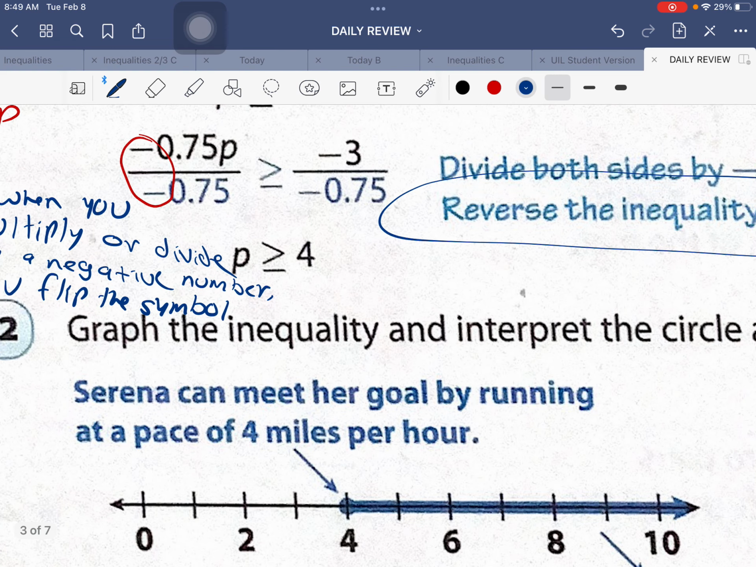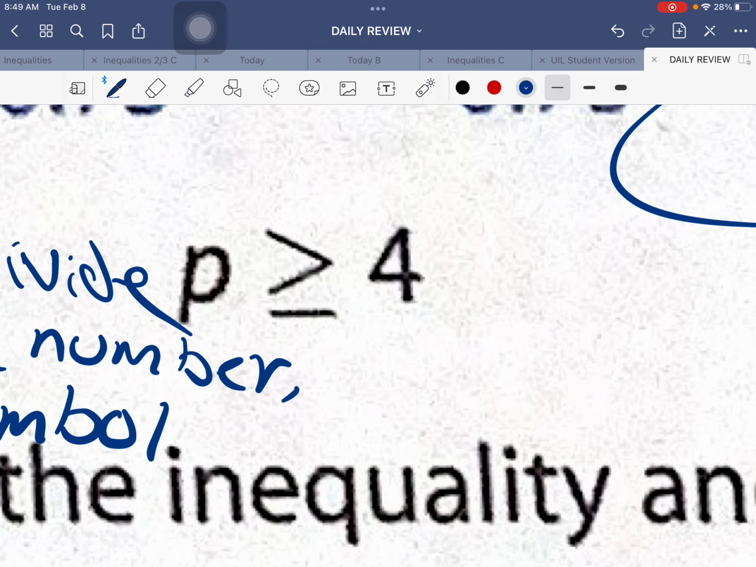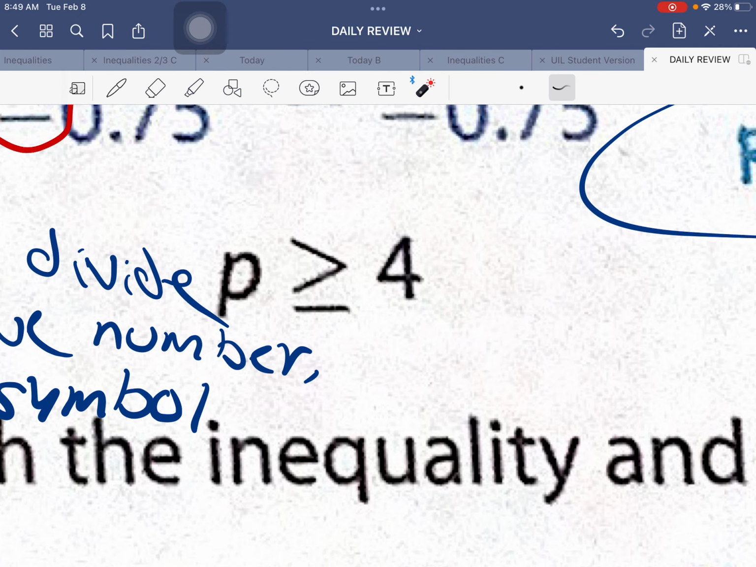Can someone try to read this one, please? Is 5 greater than 4? Yes. Is 10 greater than 4? 15? What way are we going to go? To the right, guys. To the right, because that's where the arrow goes. It's pointing to the right.